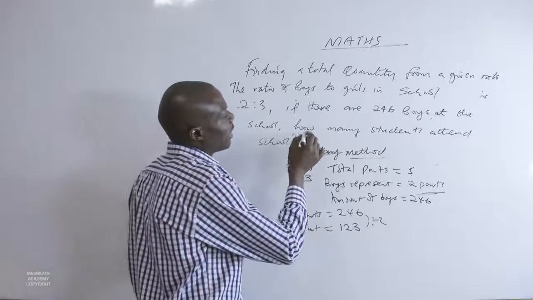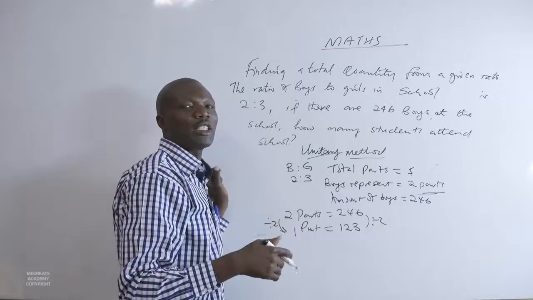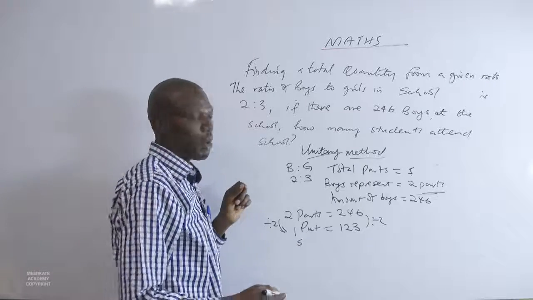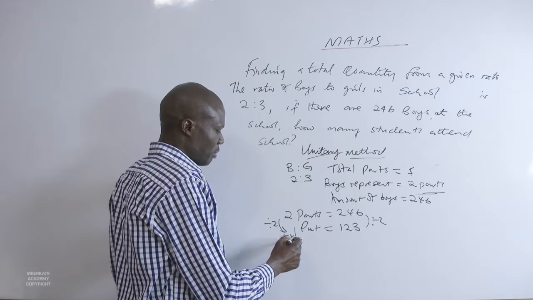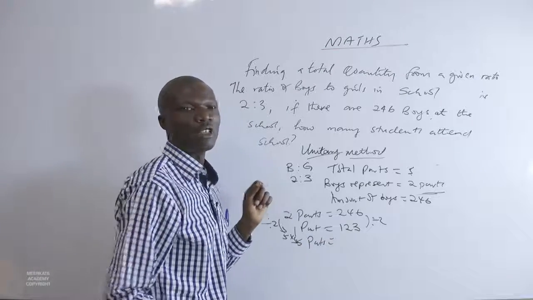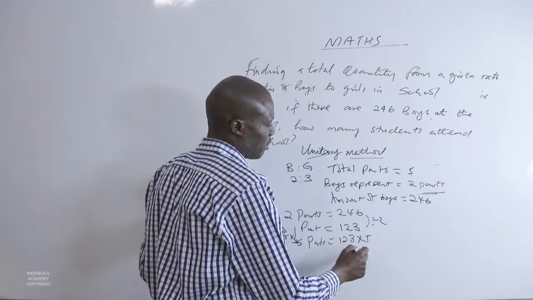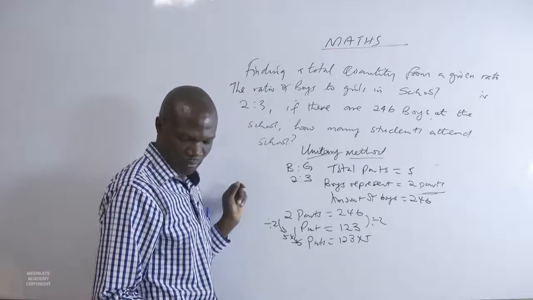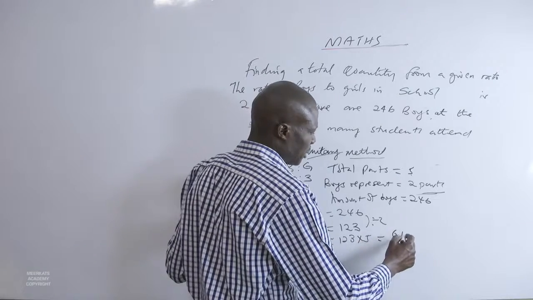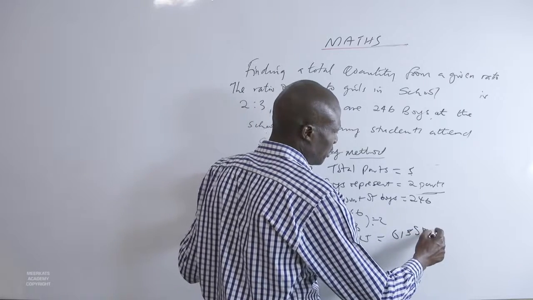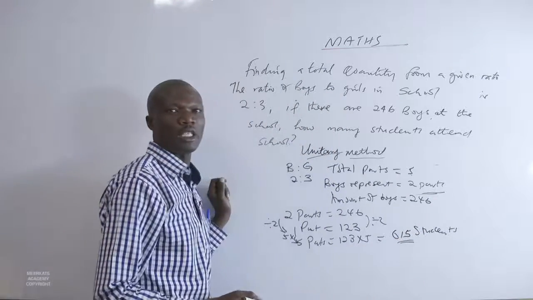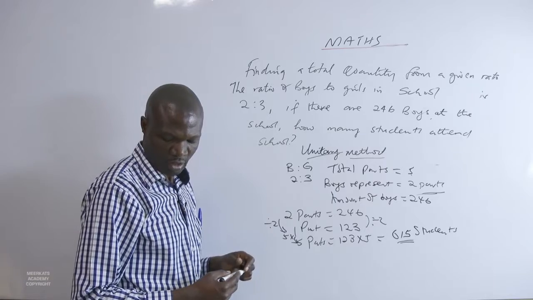The question is asking how many students attend the school. So they are asking for everybody, which is equivalent to 5 parts. So you take 1 multiplied by 5, you get 5 here. So 5 parts is equivalent to 123 multiplied by 5. And when you do that, you'll get 615 students.